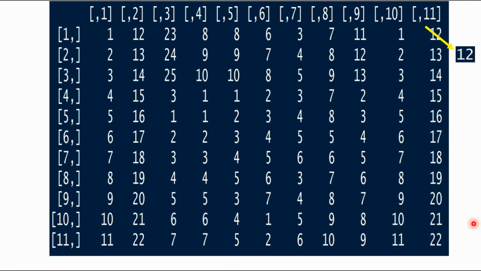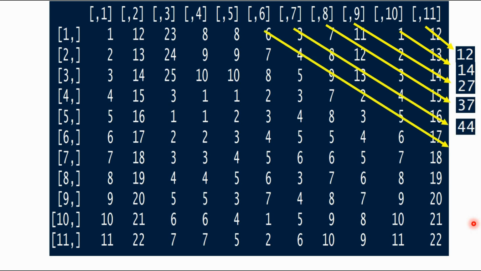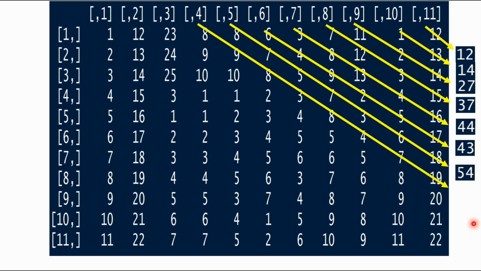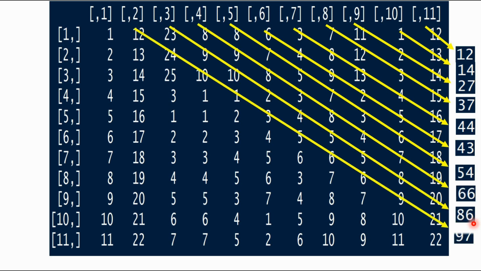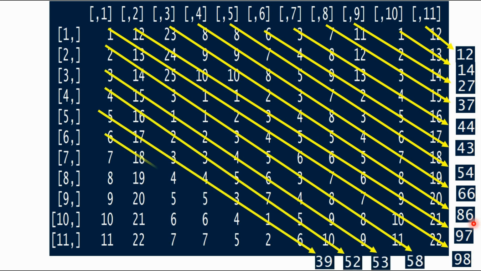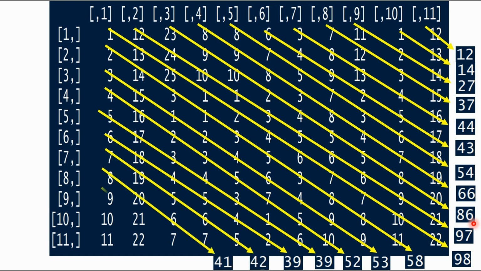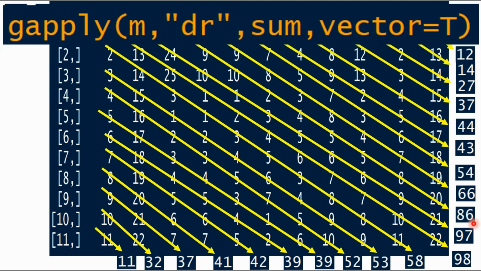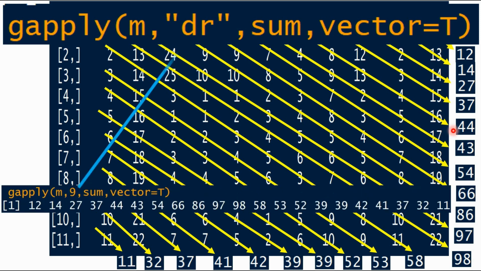You may be interested in these diagonals. So these are the summation of elements falling in these diagonals. Again, you can use the same gapply function, but this time instead of DL, you will use DR, which stands for diagonal right, because these arrows are now pointing towards the right side. Instead of DR, you can use 9 as well. The result will be the same.